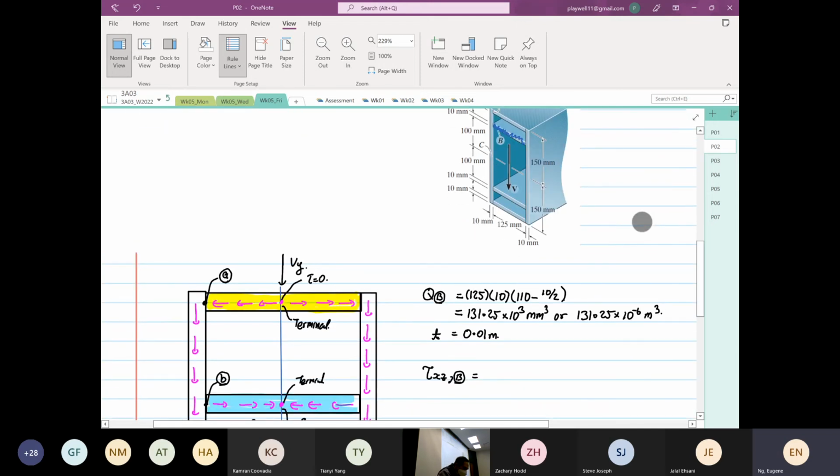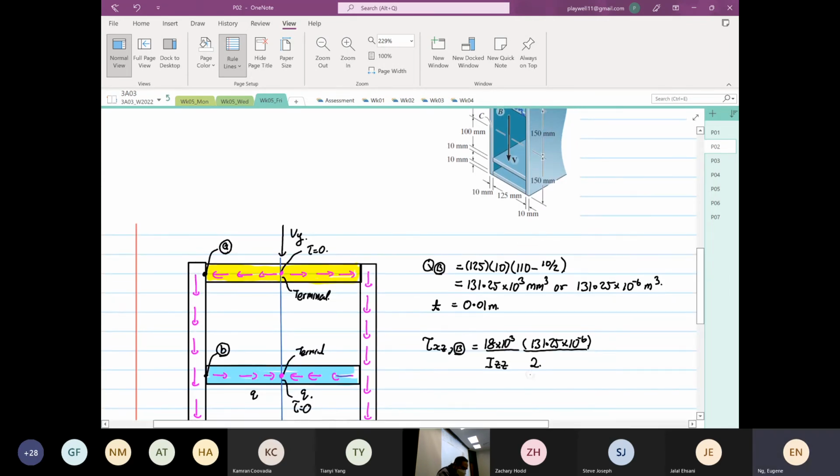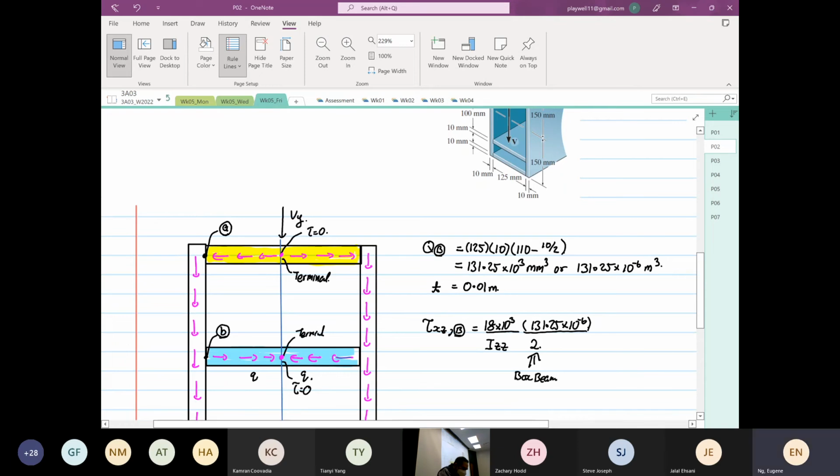So our Vy was 18 times 10 to the power 3, divided by Izz, multiplied by 131.25 times 10 to the power minus 6. We know that we have to divide by 2. This 2 is because it is a box beam. Because you got 2Q coming in, so it's a box beam, multiplied by the thickness of 0.01.